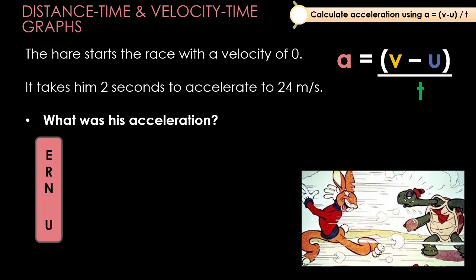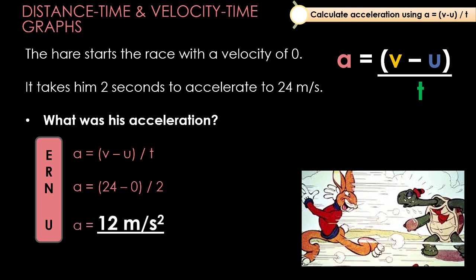Again, I'm going to use ERNU, E for the equation. That's the first step in answering questions like this. R, do I need to rearrange my equation? N, put in my numbers, and U, give an answer, but don't forget units. The equation I'm going to use is obviously a equals v minus u over t. I don't need to rearrange it, so I can go straight into putting in the numbers. The v, final velocity, was 24 meters per second. The u, the initial velocity, the starting velocity, was 0, so 24 minus 0, and the time that it took was 2 seconds. So we end up with 24 divided by 2. 24 divided by 2 is 12 meters per second squared.